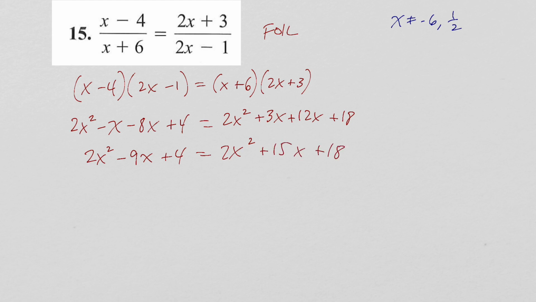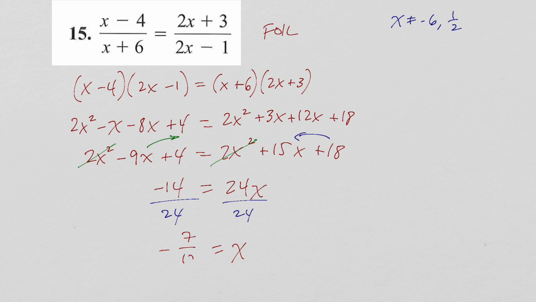Now, we'll subtract 2x squared from each side, so that goes away. And let's see, I'll move this negative 9 to the right. So I'll add it. 15 plus 9 is 24x. And I'll move this 18 to the left, so I'm subtracting it. 4 minus 18 is a negative 14. And now I'll divide by 24. And I'll get x is equal to, and I'll reduce this fraction by 2. So I'll get a negative 7 over 12.